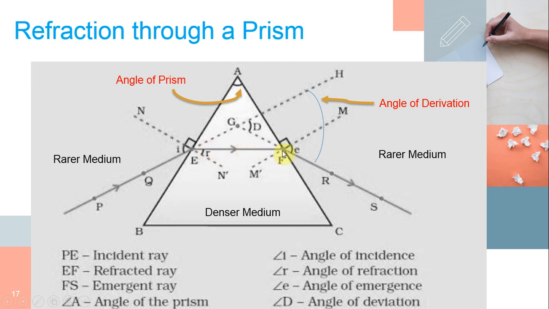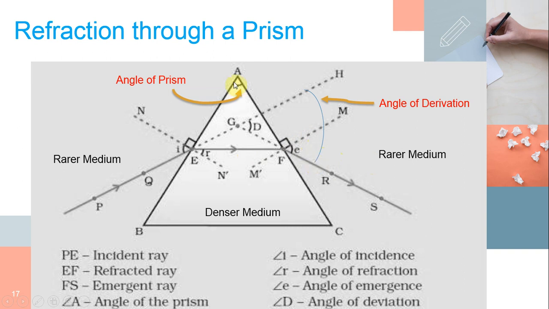After refraction, it comes out from the prism. That means this is the emergent ray. It makes an angle. That is the angle of emergence. The angle between the normal and the emergent ray is called the angle of emergence. This time, light travels from denser to rarer, so light bends away from the normal. This is the normal, it bends away from the normal.